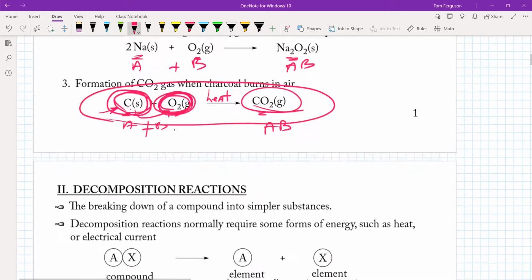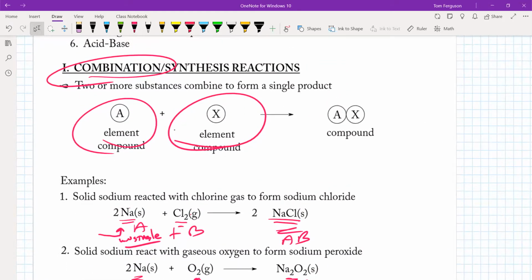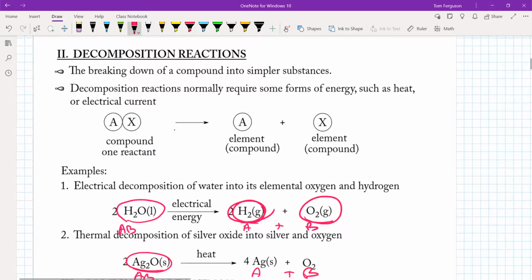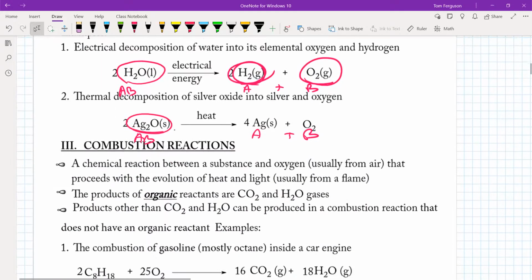So we have synthesis or combination. If we go the opposite way, we have decomposition. All right.